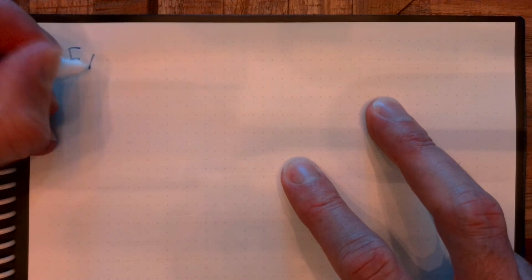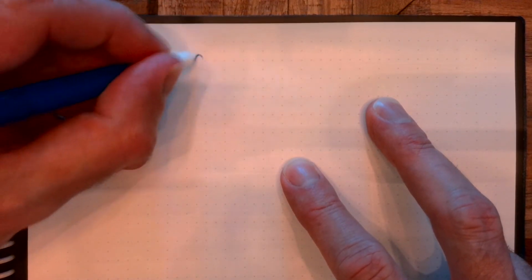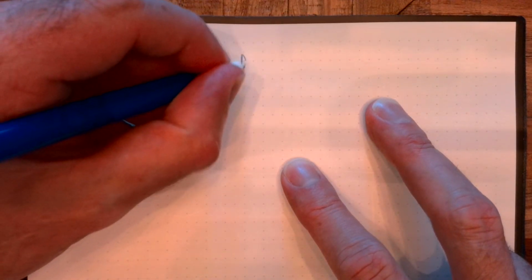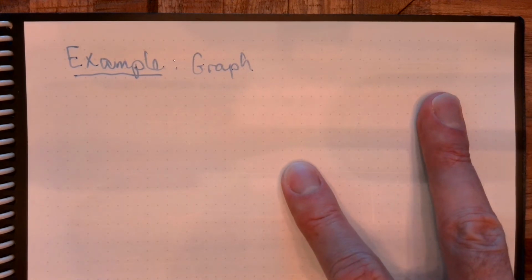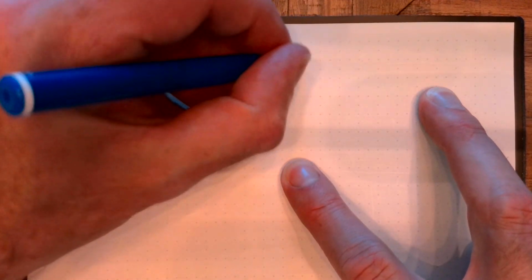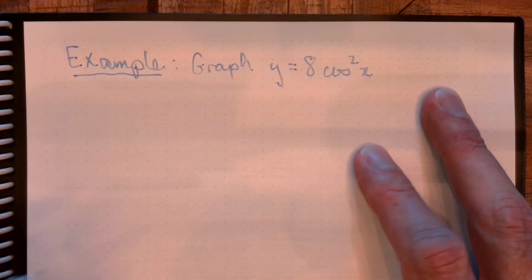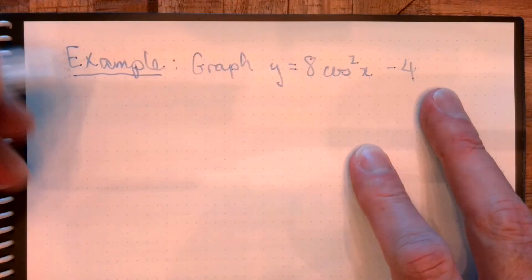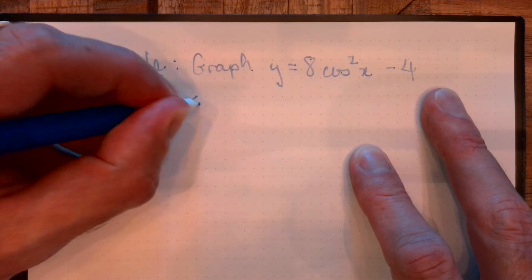Okay, let's do another example where we apply the double angle formulas. In this example, we are asked to graph y equals 8 cosine squared x minus 4, for x between 0 and 2 pi.